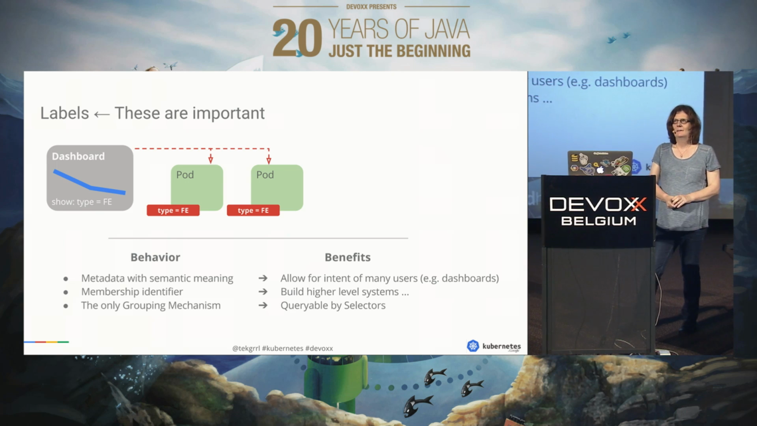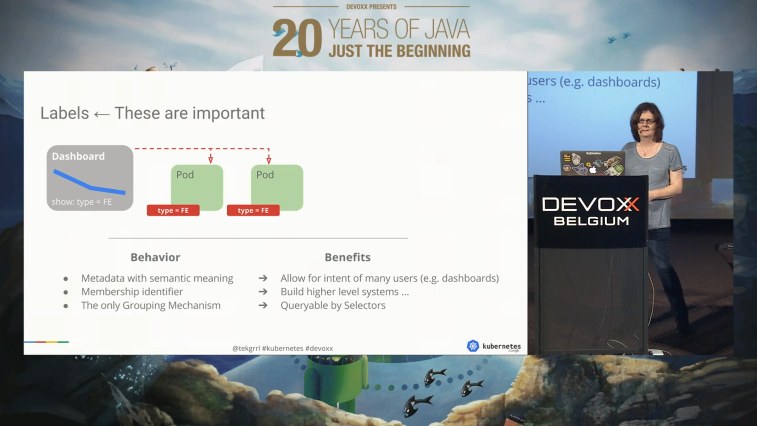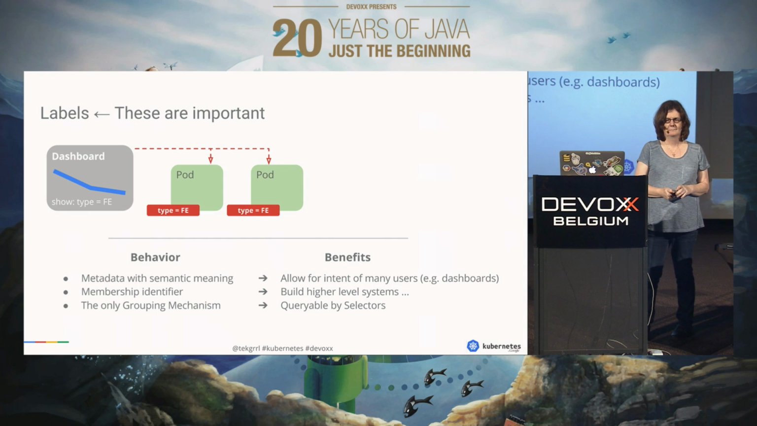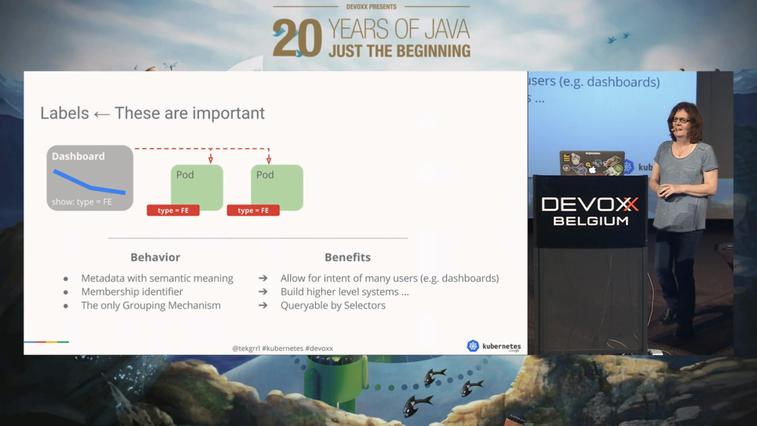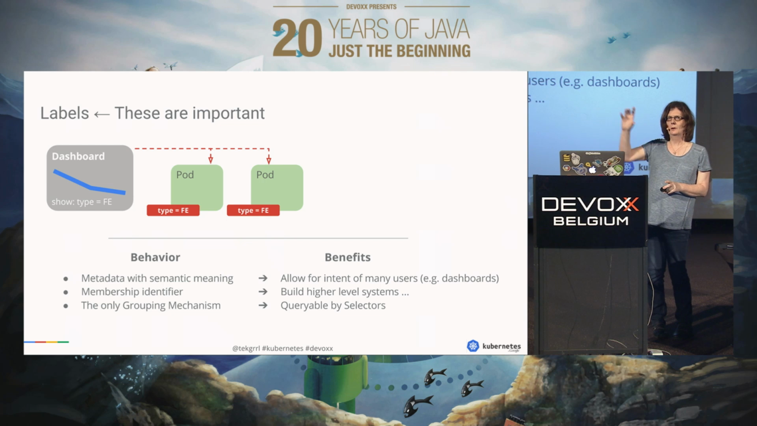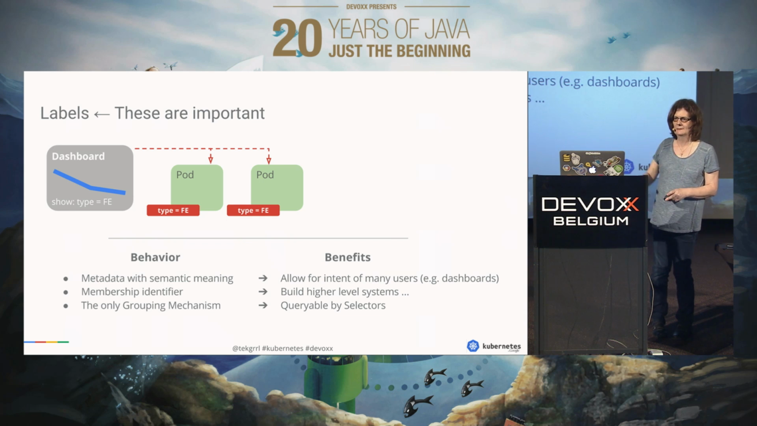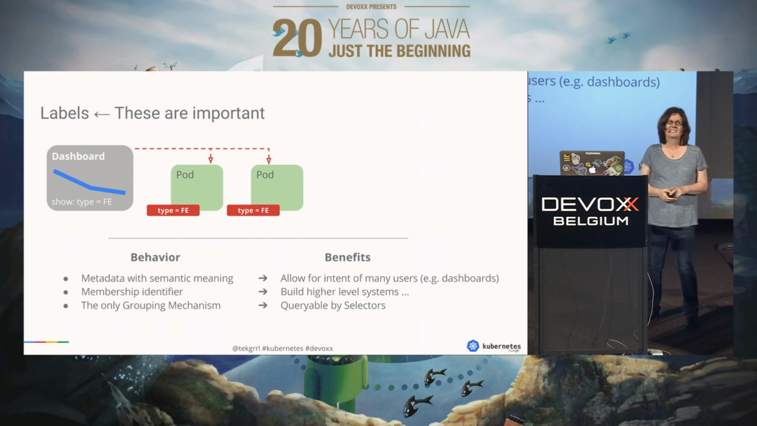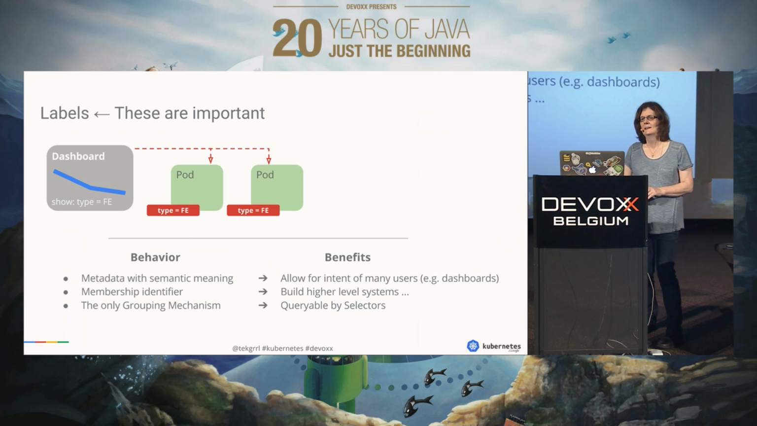Labels are the single grouping mechanism within Kubernetes currently, and probably forever. You never know, things might change, but hopefully forever. And basically, we can assign labels to the objects within Kubernetes, and we have first-class objects, and we have sub-objects as well. And generally to the first-class objects, things like pods, we can assign labels. In this example, we have a couple of pods that do something, we don't know what it is, and they have a label called type equals FE.